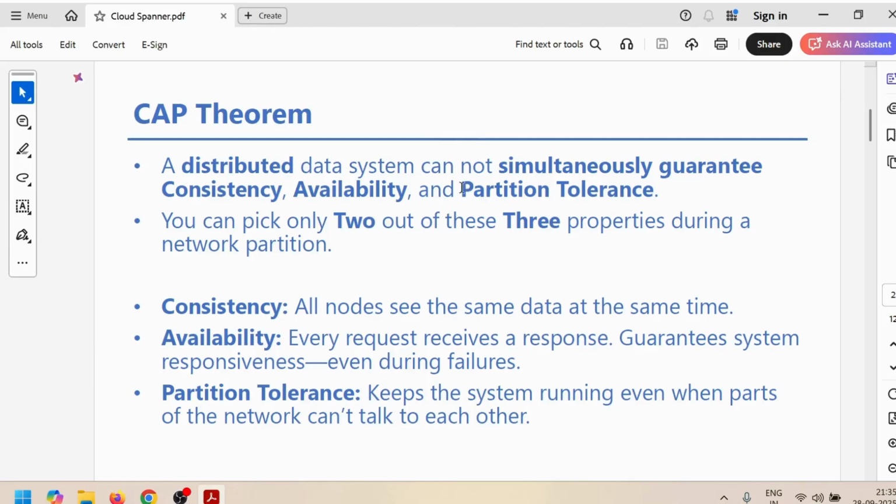Now CAP theorem says a distributed data system cannot simultaneously guarantee consistency, availability and partition tolerance. You can pick only two out of these three properties during a network partition. Now, given the partition tolerance, we can pick either consistency or availability. So for any distributed system or on cloud, partition tolerance is something which is given. We can't go away with it. Then as per this CAP theorem, we can either pick consistency or we can pick availability.